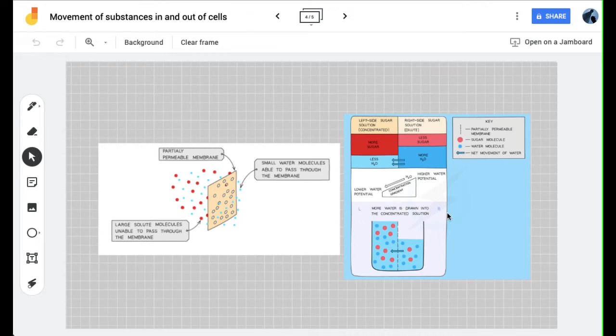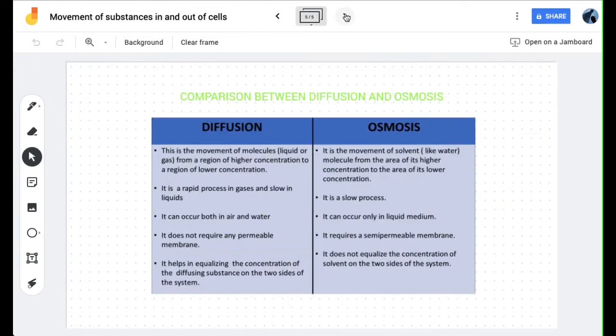Thank you very much. I hope you understand the two concepts, that both are passive. Both of them are passive. It does not require energy, but the movement is from higher concentration to a lower concentration. To sum it up, here's the comparison between diffusion and osmosis.